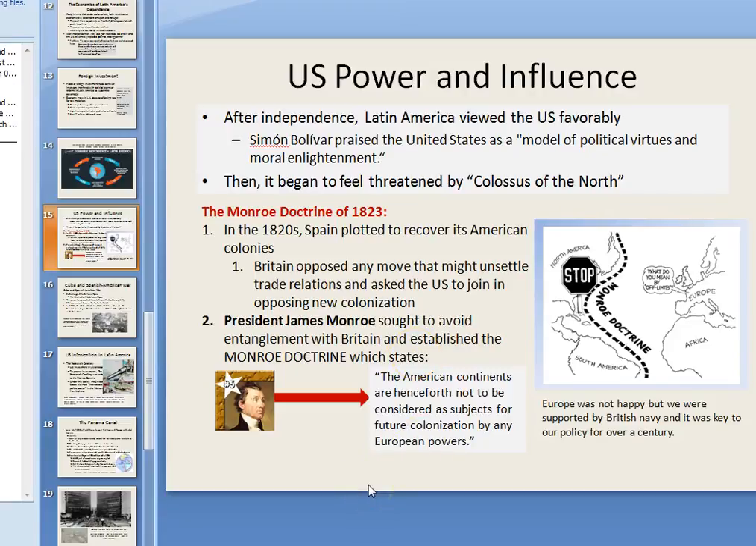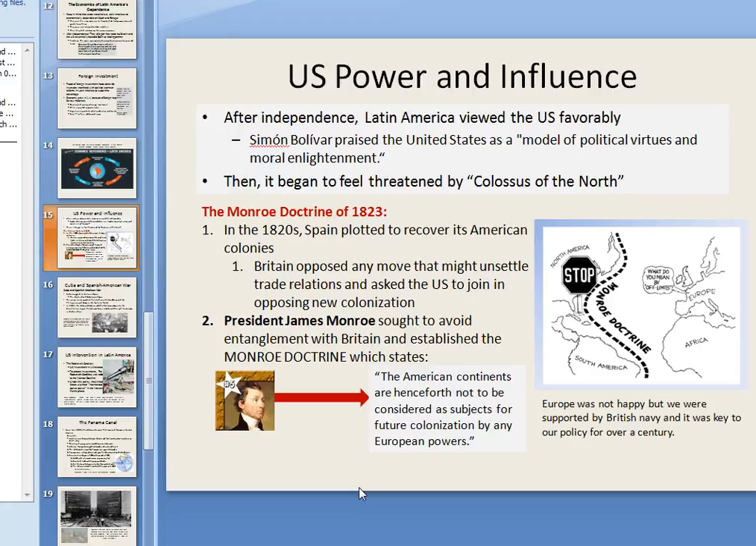Okay, one of the things that we should talk about is U.S. power and influence in Latin America. So let's just say that the U.S. at first was looked favorably as a model of political virtues and moral enlightenment, and this occurred as Latin America was vying for independence. But once it got it, eventually it started to feel threatened by the Colossus of the North.